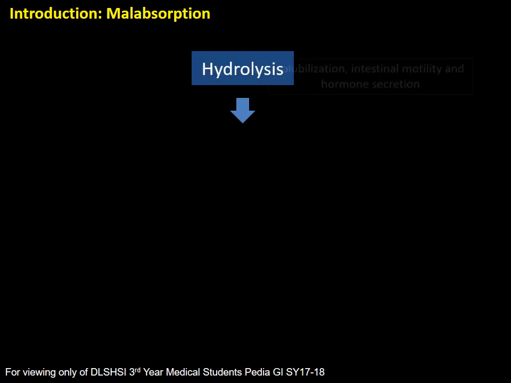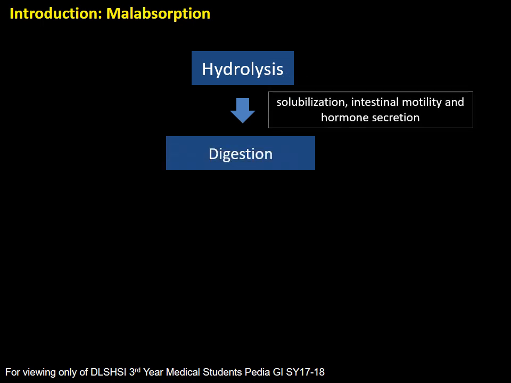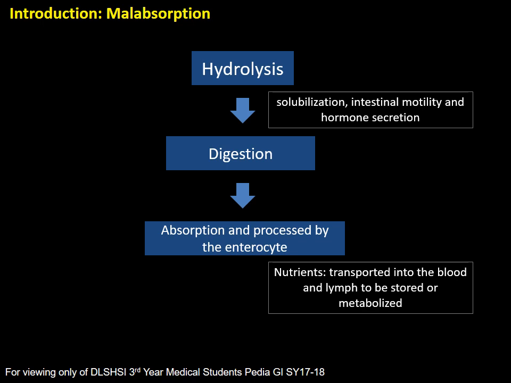Let us see how malabsorption happens. Hydrolysis is the basic process of digestion. Carbohydrates, fats, and proteins undergo digestion by hydrolysis. The difference between the three macronutrients lies in the enzymes required to promote the digestive reaction. It also involves the process of solubilization, intestinal motility, and hormone secretions.